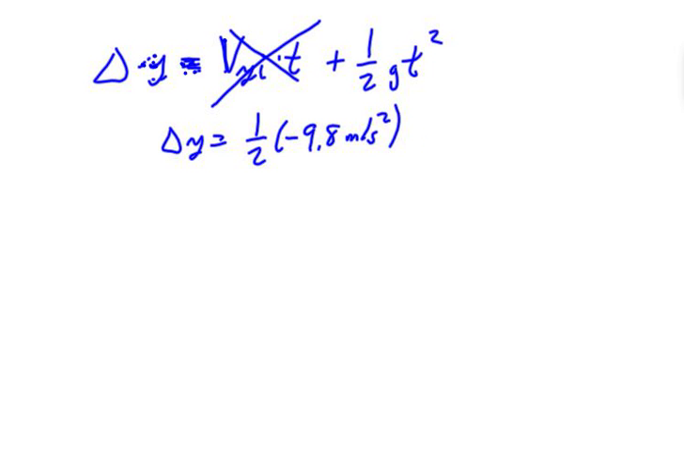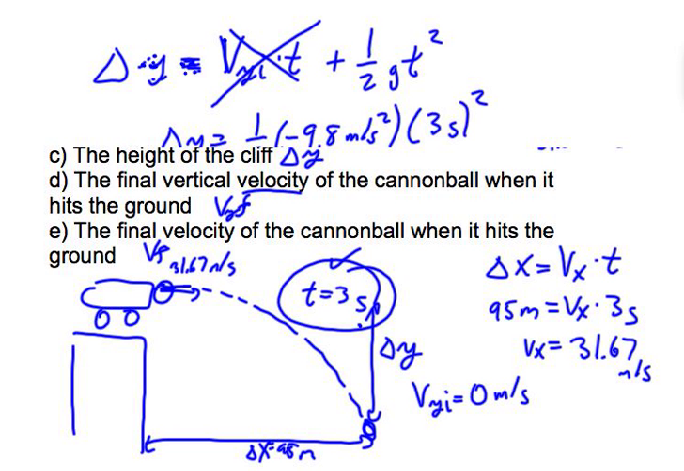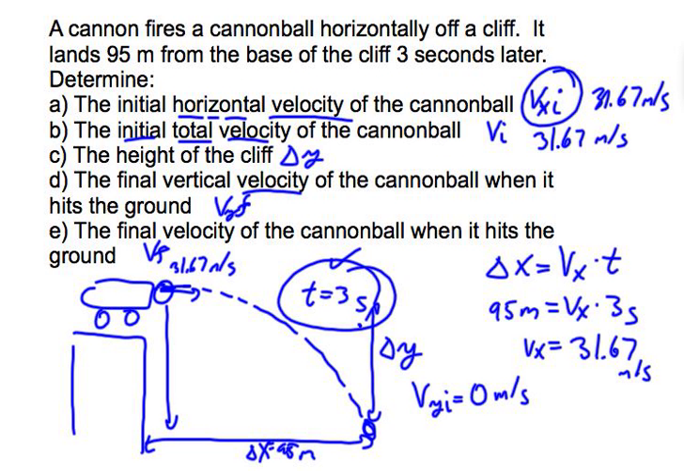So square that, so we get 1/2 times 9.8 times 3 squared, which is 9. So I get delta y equals negative 44.1 meters. Put another way, that means that the cannonball, from the time it was fired, dropped negative 44.1 meters, which means how high is the cliff? The cliff then must be positive 44.1 meters high. So delta y there is not quite exactly the height of the cliff. We just have to make it positive.